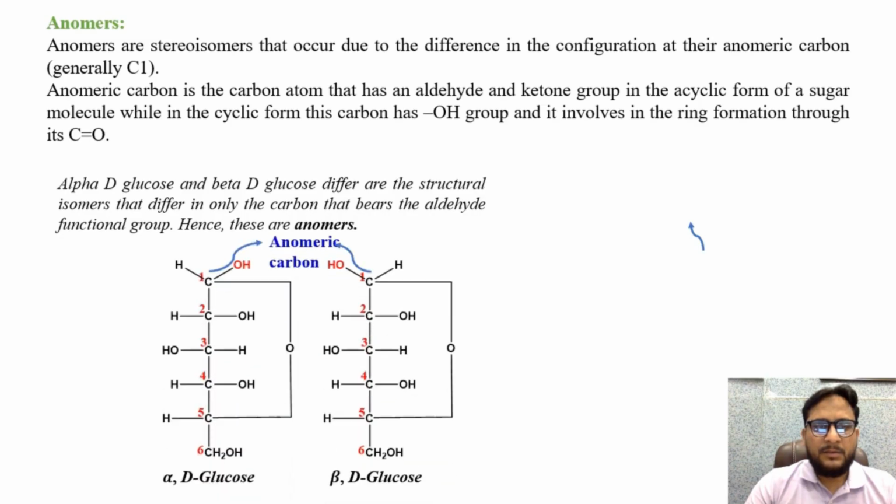For example, you can see here that this is alpha D glucose, and we have an example of beta D glucose.